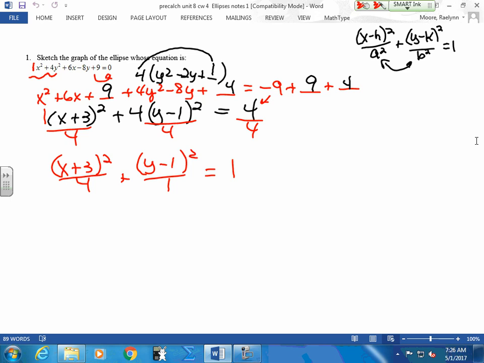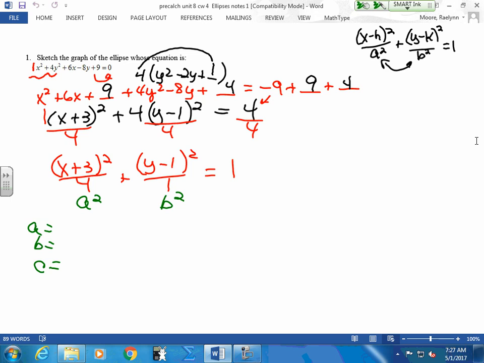Okay. So which one's bigger, 4 or 1? 4. So assign A to 4. Make a little chart out here. A, B, C. So what's A? 2. Easy way to remember this is, see the top is squared, the bottom is squared also. So you've got to take the square root.